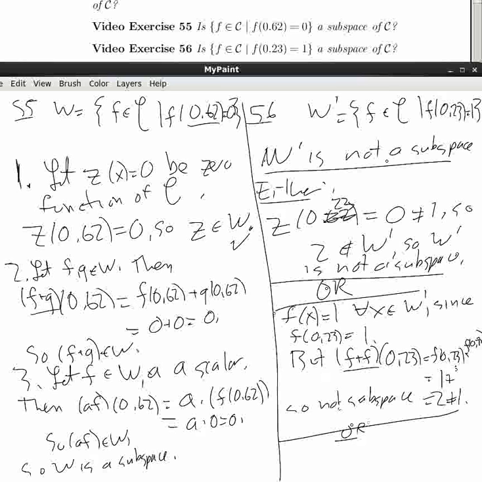Or you could do this, I'm going to use the same function here. 2f, is that in here? Well, no, because if I plug in 0.23, I'm going to get 2 times f of 0.23 equals 2 times 1 equals 2, which is not equal to 1. I need it to be 1. So therefore, it's not closed under scalars. So any one of these 3 is enough. To show something is not a subspace, you just need to give me one of these 3. To show it is a subspace, you need to give me all of those 3. So this thing, 55, is a subspace. 56, not a subspace.